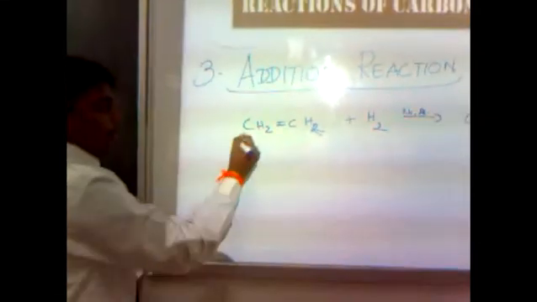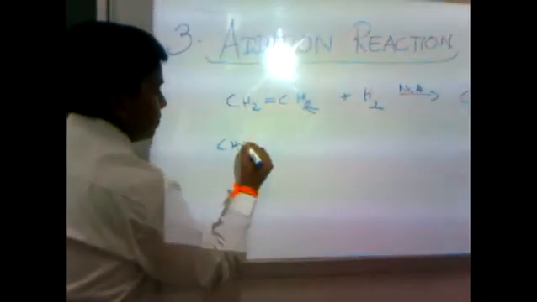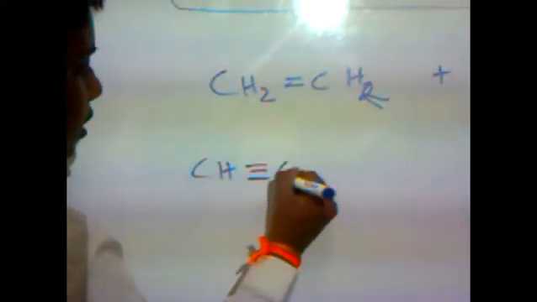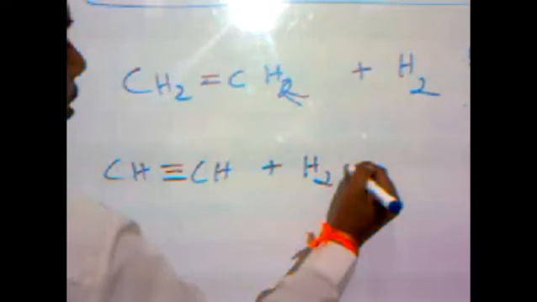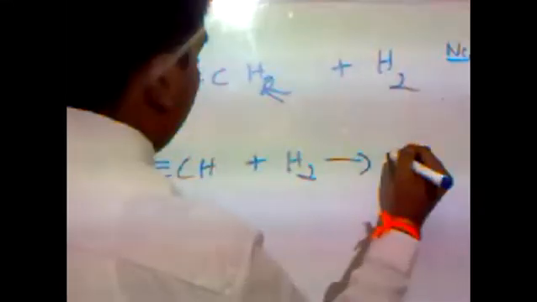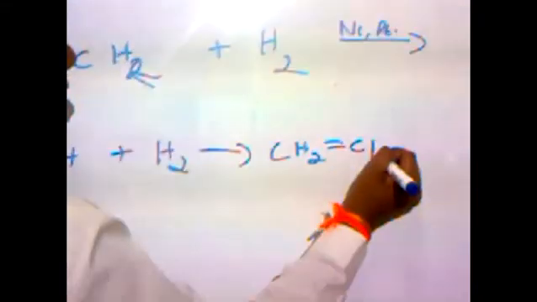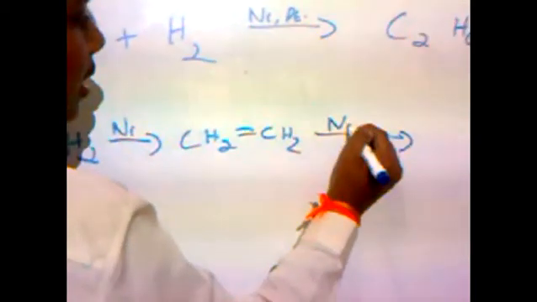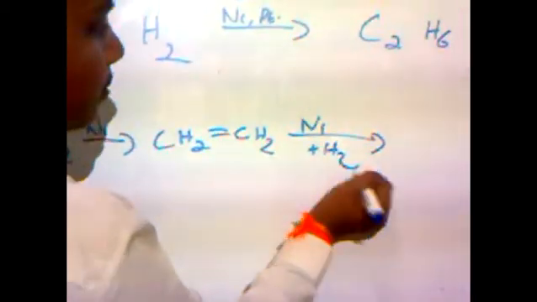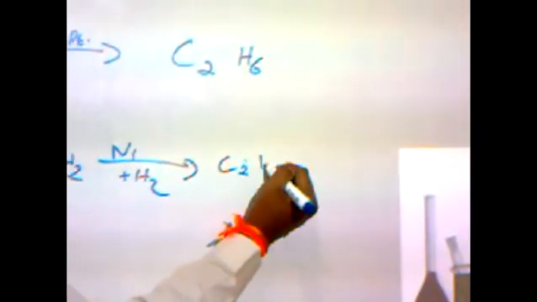Now, if, for example, it's an alkyne, like CH triple bond CH, plus hydrogen, this will only give you CH2 double bond CH2. The next step, we have nickel, and nickel plus hydrogen molecules will give you C2H6.